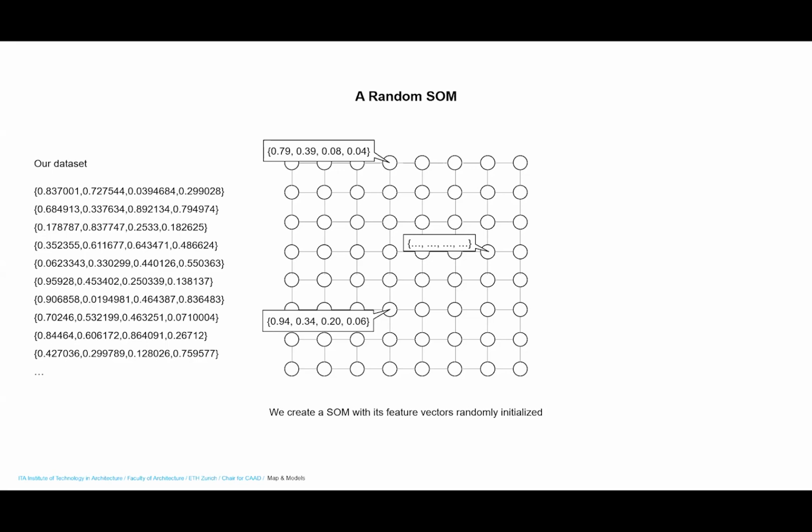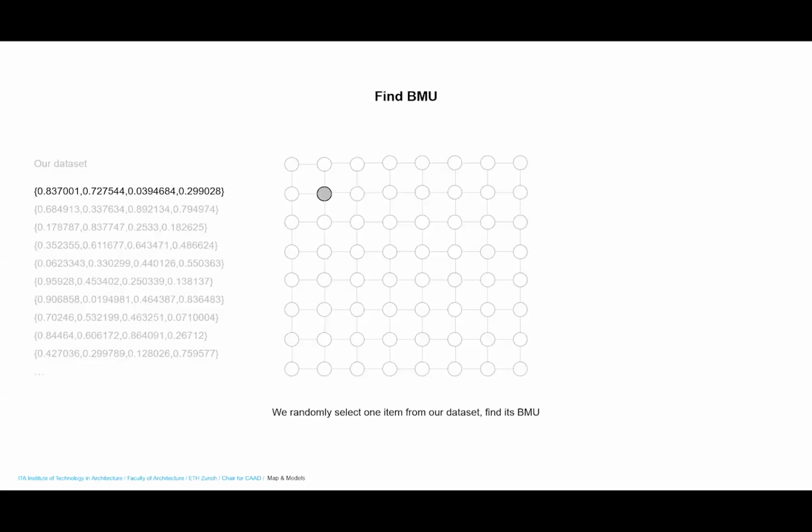So the first step is simply to randomly choose some numbers to create this grid. Then, for each item of our data set, we pick it up and find its best matching unit within the SOM. We calculate the Euclidean distance between this item and all the SOM cells, and then we find the one that has the minimum Euclidean distance. So this will be our best matching unit.